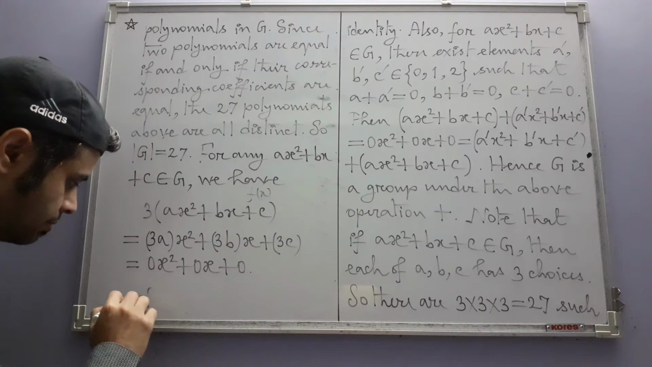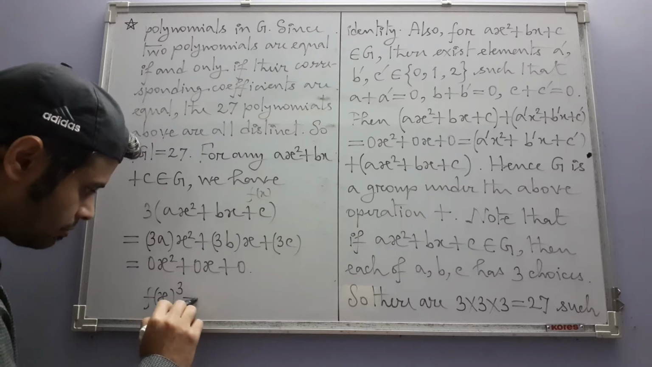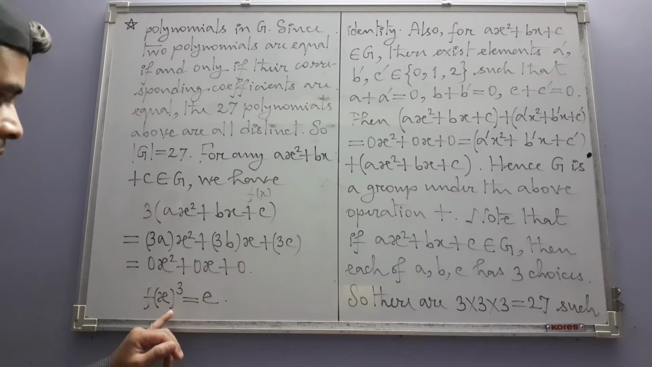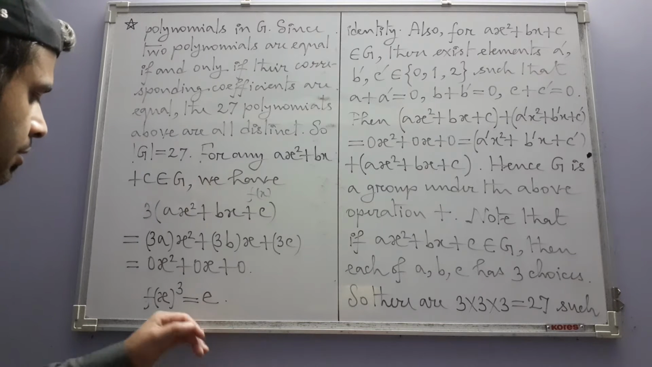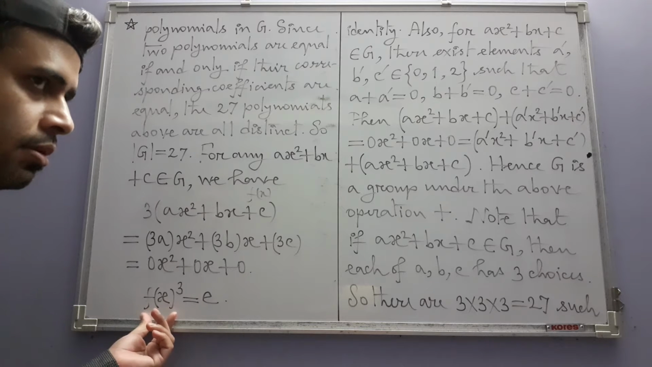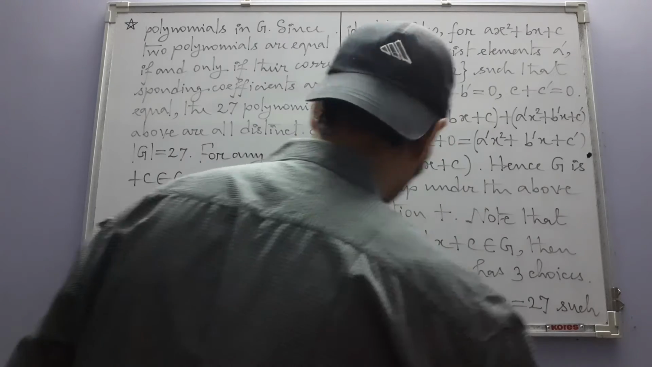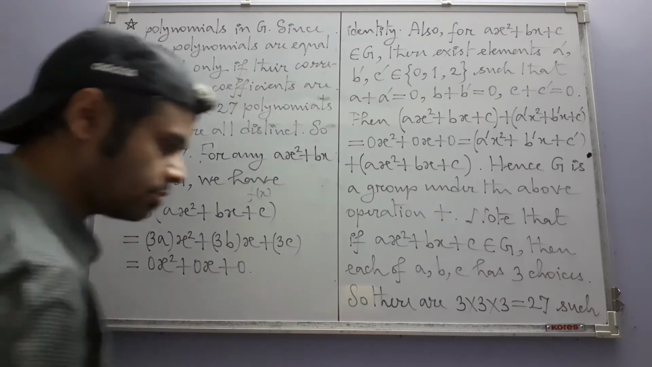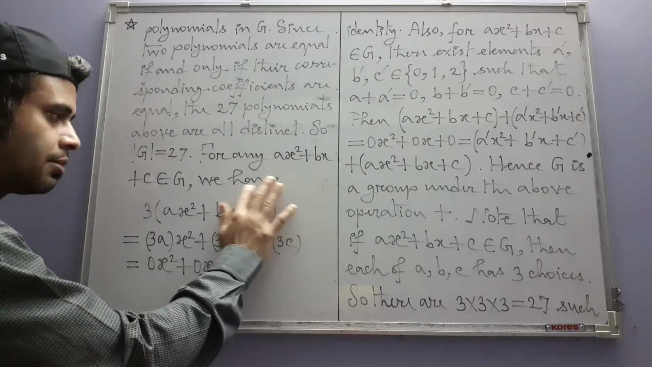So if, for example, you are denoting this element by say f(x), then what we have done here can also be written in this form. So the third power of f(x) is the identity of the group. So that means the order of f(x) is less than or equal to 3. We can't say that it is equal to 3 because we don't know whether a smaller power of this polynomial also becomes identity.